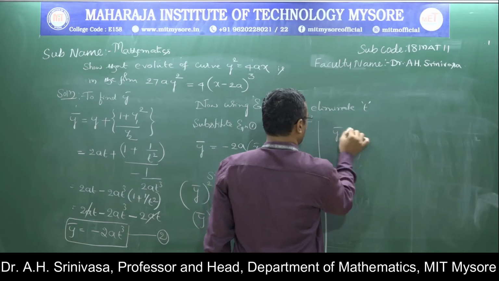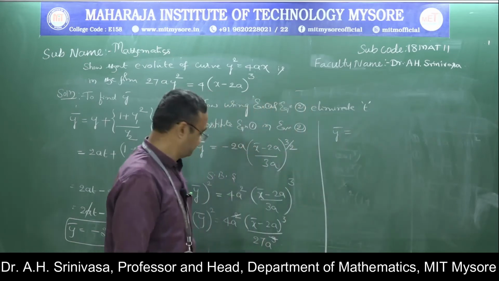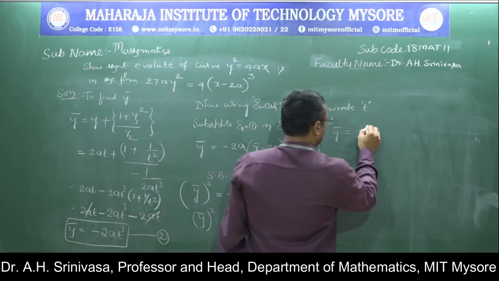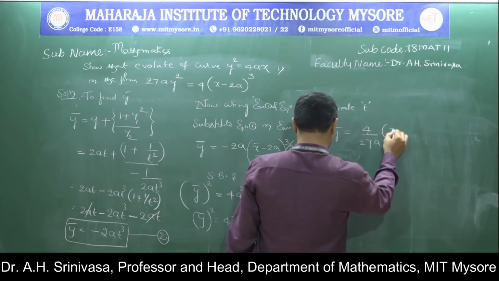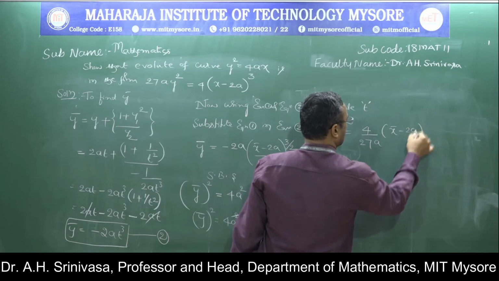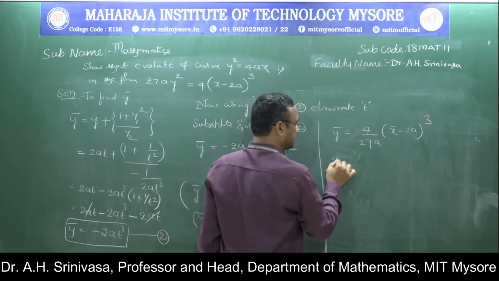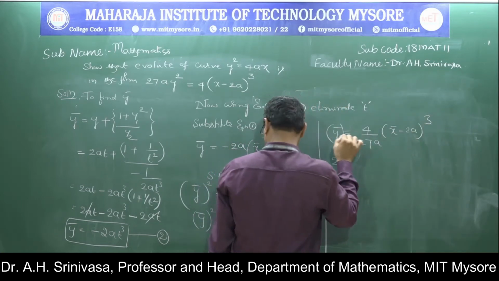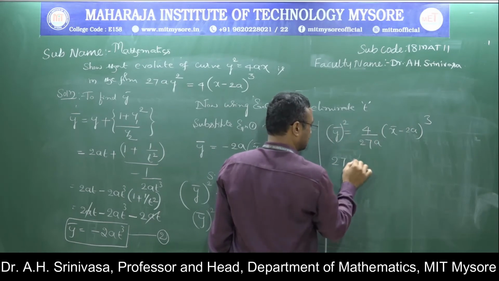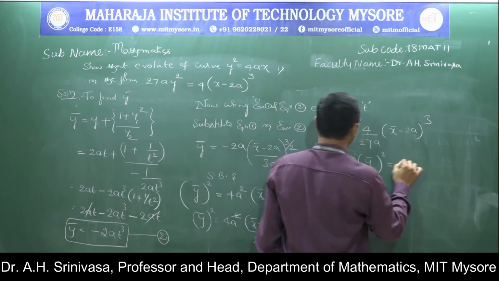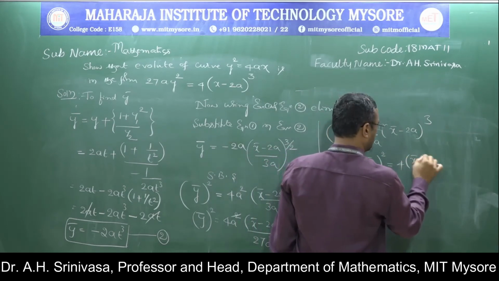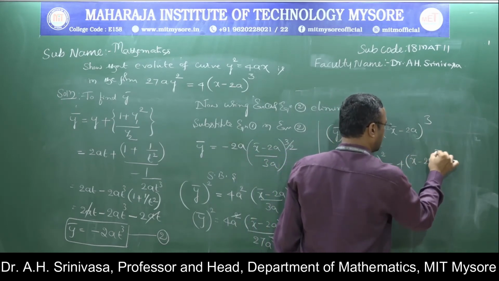Then we have y bar should be equal to 4 divided by 27a into x bar minus 2a whole power 3. Make a cross multiplication. 27a y bar whole square equal to 4 times of x bar minus 2a whole power 3.